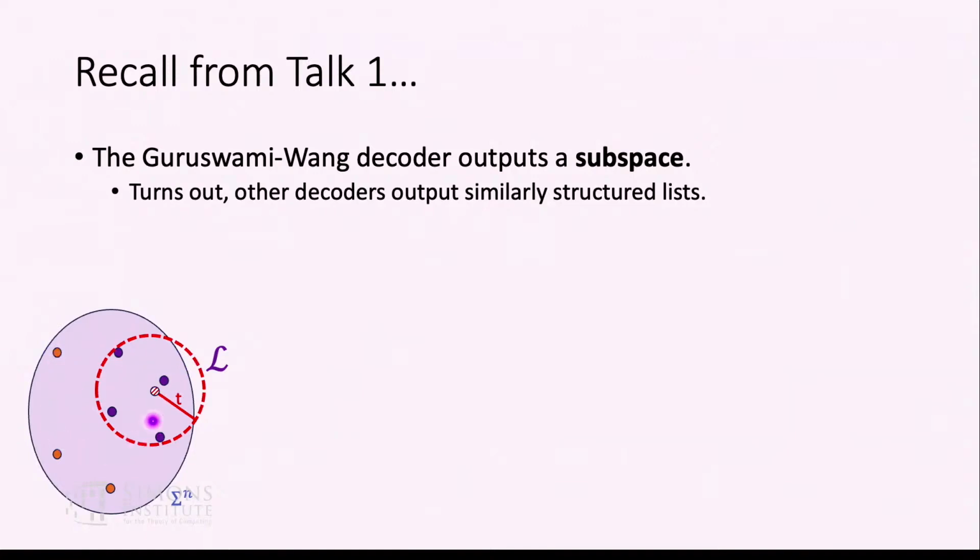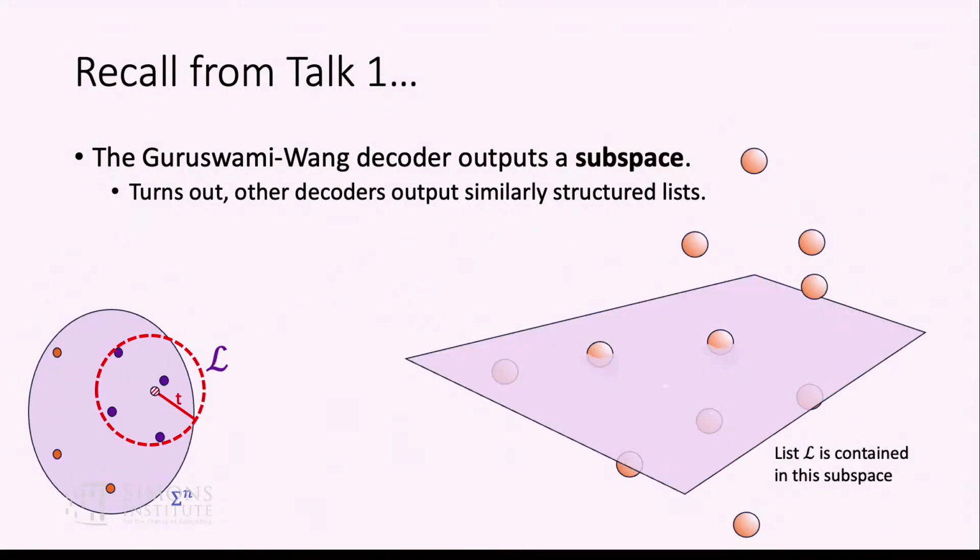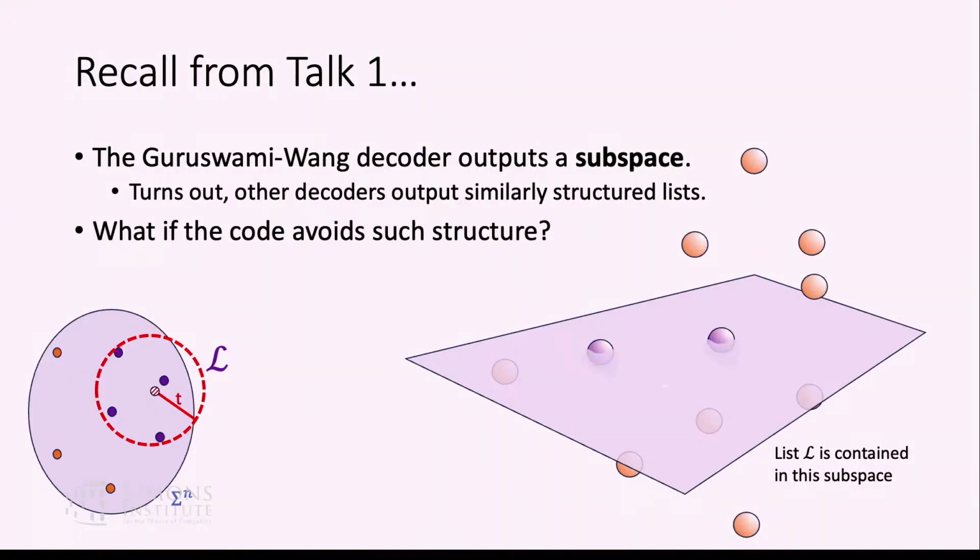So it's all of the codewords that are close to our received word here. If we know that our algorithm outputs a subspace, well, that tells us that curly L is contained in some low-dimensional subspace. So maybe the picture looks more like this. Here are all my codewords. Here's this low-dimensional subspace that's guaranteed to contain the list. But what if my code avoids such structure, right? Then I know that actually the list is smaller than I thought it was.